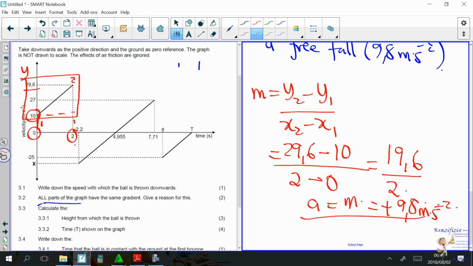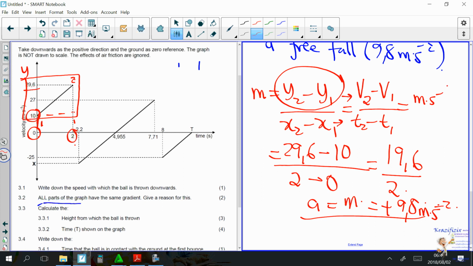Meters per second squared. Again, let's do this. This is my y. What's my unit? It's velocity here, right? So we're actually saying v2 minus v1 over t2 minus t1, because that's what's on my x. Now what's the unit here? It's meters per second over second, and this we can write as meters per second per second. Mathematically, meters per second squared. Done. I love this.